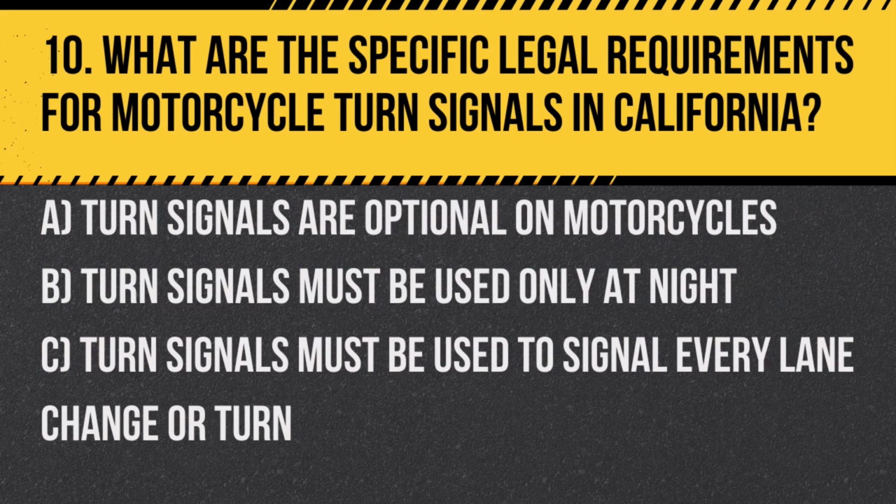Question 10. What are the specific legal requirements for motorcycle turn signals in California? A. Turn signals are optional on motorcycles. B. Turn signals must be used only at night. C. Turn signals must be used to signal every lane change or turn. Answer. C. Turn signals must be used to signal every lane change or turn. California law requires motorcycles to have working turn signals for proper signaling.